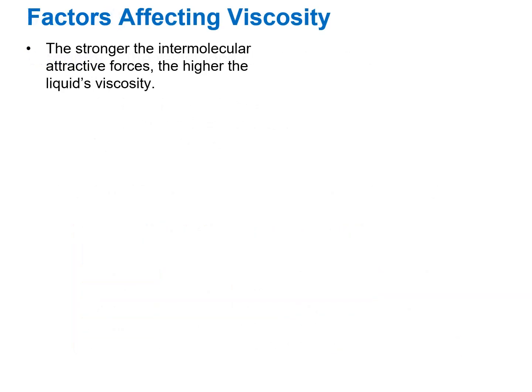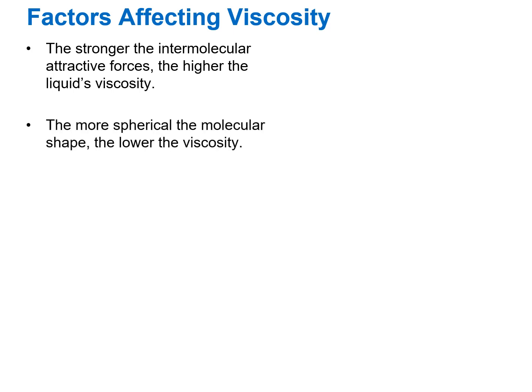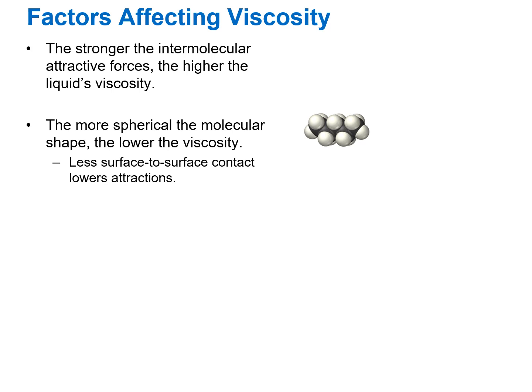As we just saw on the previous slide, the stronger the intermolecular attractive forces, the higher the liquid's viscosity, the more resistance to flow it has, because those intermolecular forces are going to hold it together. Now, the more spherical the molecules in that liquid are, the lower the viscosity. If we think back, we talked about how different shapes of molecules have different surface-to-surface contact, and we used the example of pentane. Here we have pentane where all the carbons are in a line, and we said that this one is going to have greater surface-to-surface contact than the pentane that's more or less spherical or round in its molecular shape.